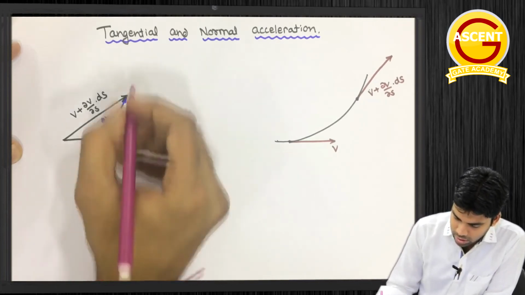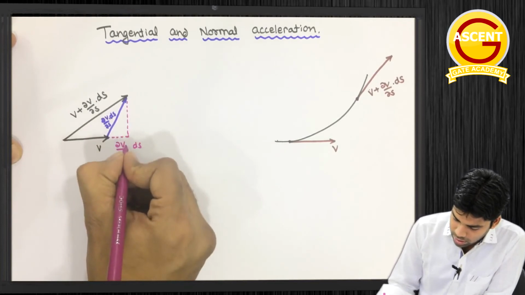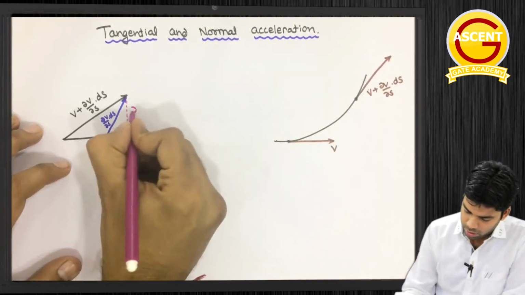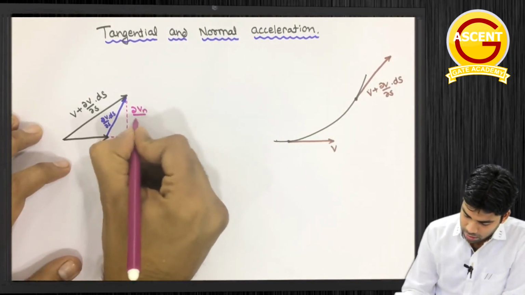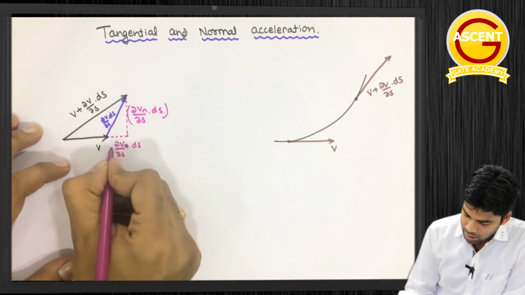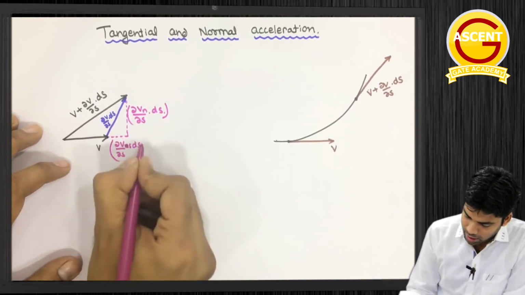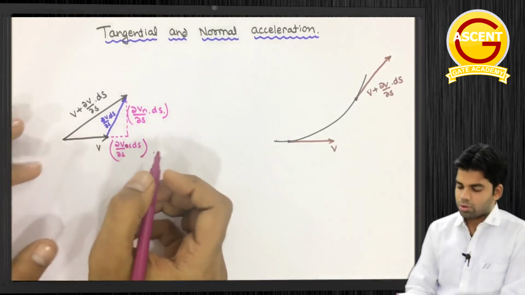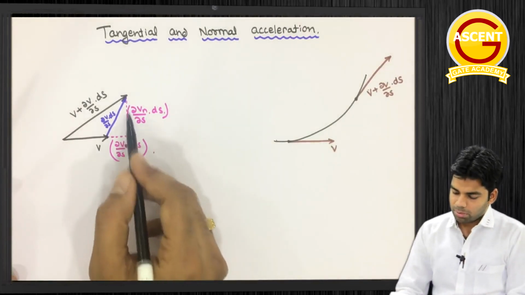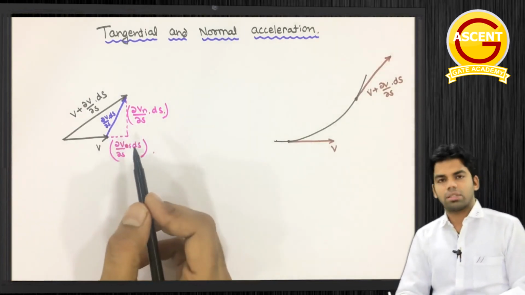So first is the normal component, and second is the tangential component. This is the normal component, del vn by del s into ds, and this is the tangential component, del vs by del s into ds. So these are two different components: first is the normal acceleration component, and second is the tangential acceleration component.